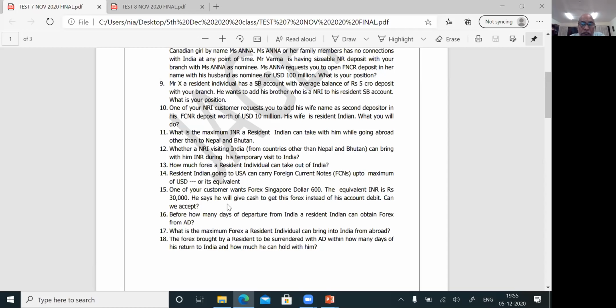Here, what is the equivalent Indian rupee? Only 30,000 rupees. Yes, you can accept cash and release forex to him because the equivalent amount of Indian rupees is less than 50,000 rupees. So they will ask in any way, how much Indian rupees you can accept and release forex? So in cash, what is the maximum?